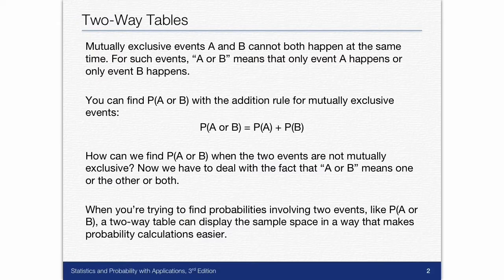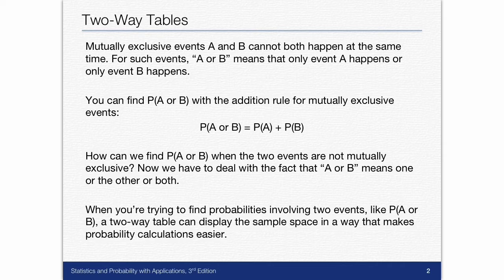Mutually exclusive events, A and B, cannot both happen at the same time. For such events, A or B means that only event A happens or only event B happens. There's no way it can happen at the same time. So mutually exclusive, you're either one or the other. You have a job, you don't have a job. You have a dog, you don't have a dog. You can't be both.